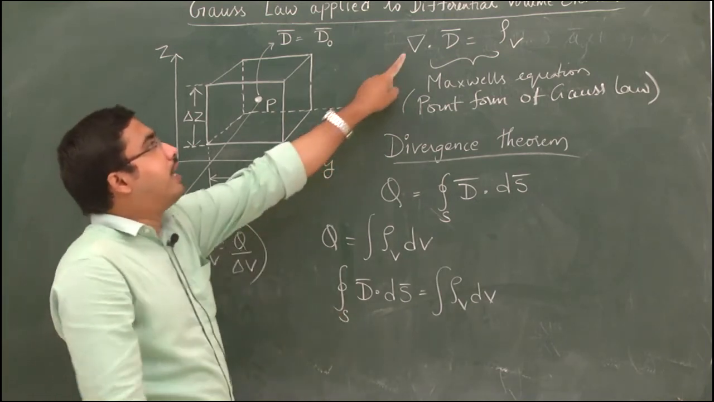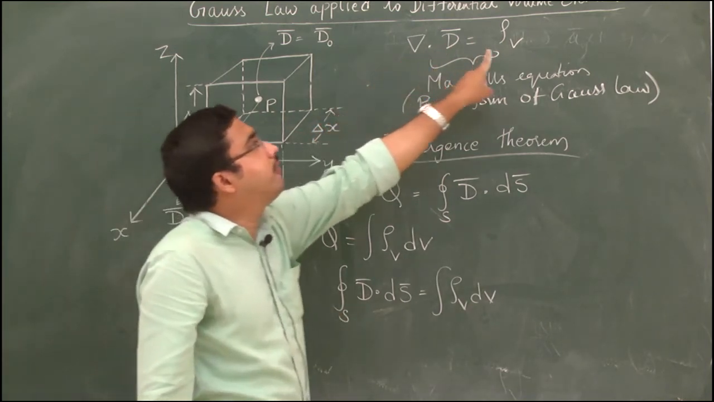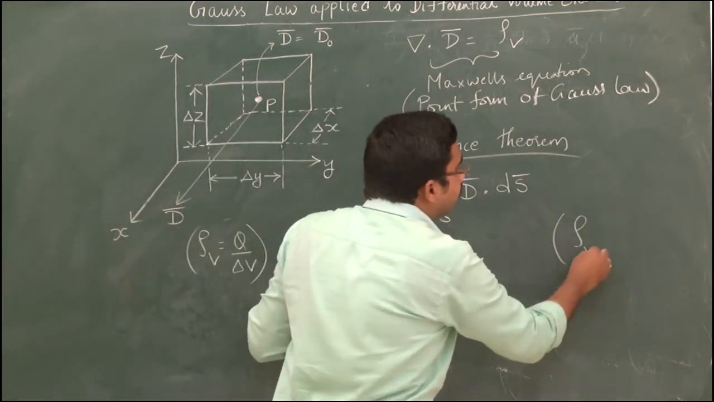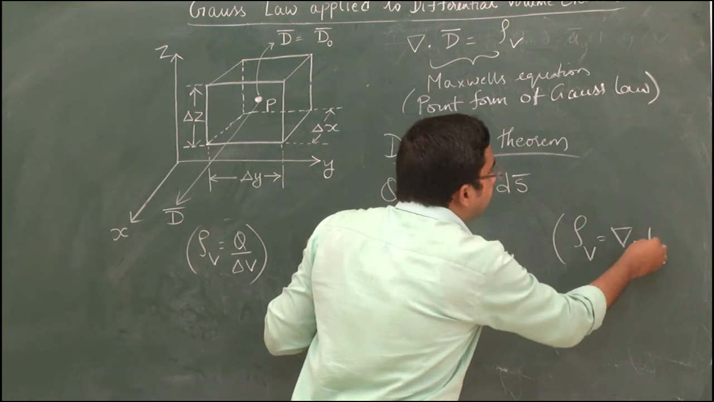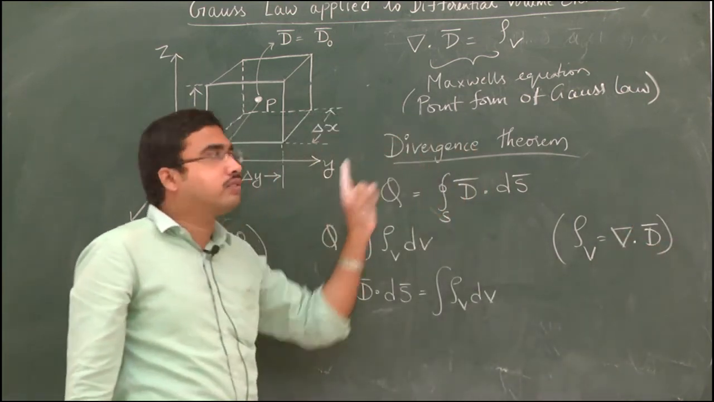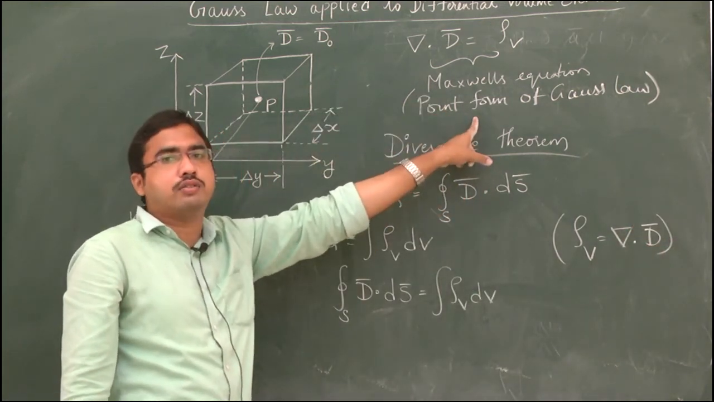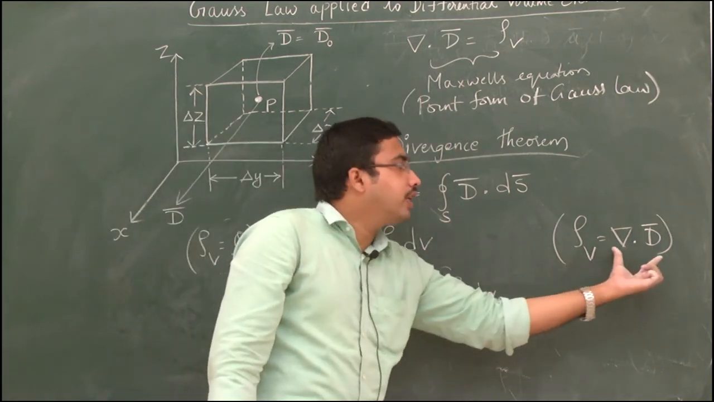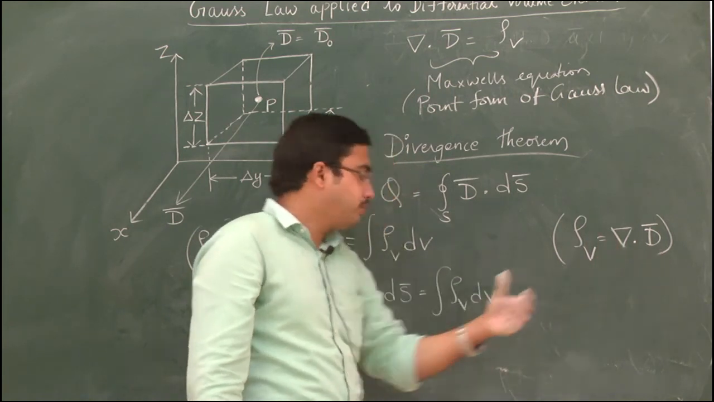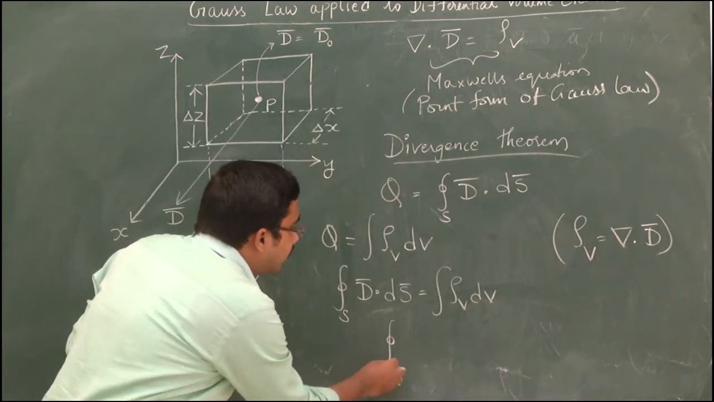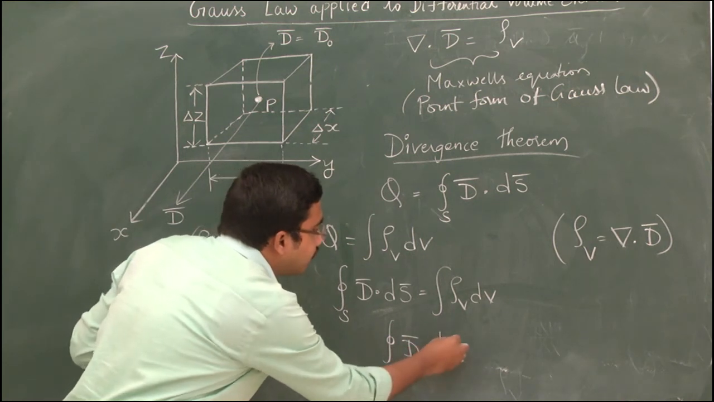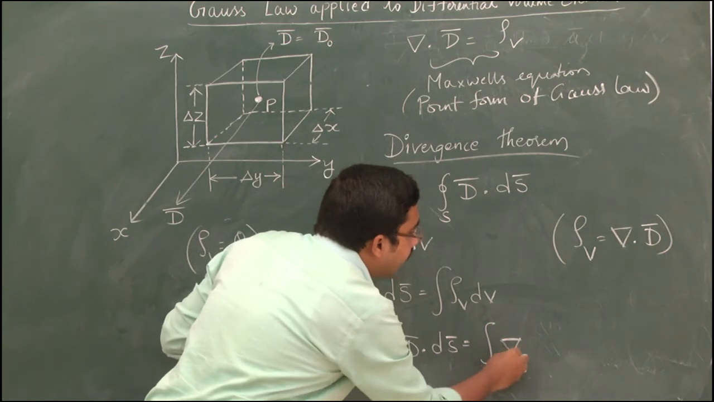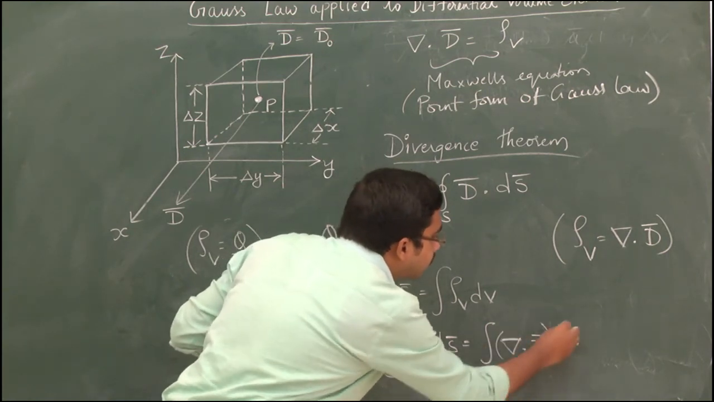But from the Maxwell's first equation, what is the formula for rho v? In the place of this rho v, what can I write? We know that rho v is equal to del dot D bar from the Maxwell's first equation or point form of Gauss law, which we have derived earlier. Now in the place of rho v, we can substitute del dot D bar. That means surface integral of D bar dot dS bar is equal to volume integral of del dot D bar dv.